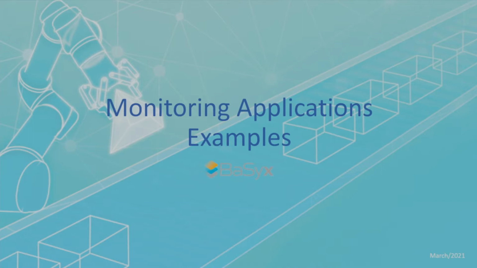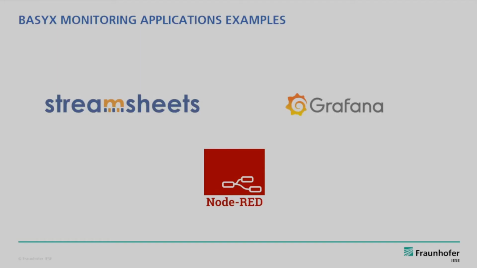This short video shows how to use monitoring applications connected to BaSyx middleware. It introduces three examples based on open source third-party applications. The goal of these applications is to show monitoring data in real time coming from a digital twin instantiated in BaSyx. All of these three tools are web-based and they run in the browser.